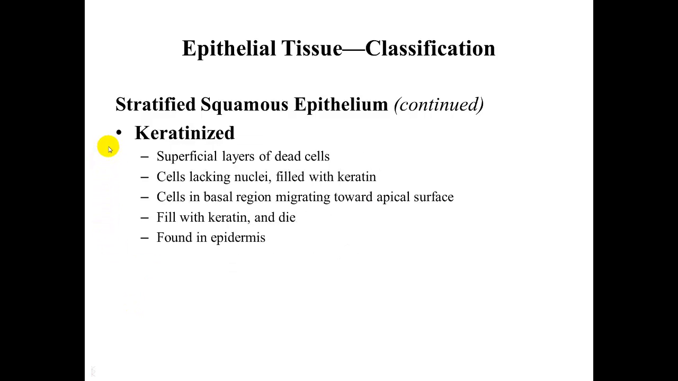The keratinized cells are different in that the cells at the apical surface, the superficial layer, are all dead cells, and these cells lack nuclei. They are filled with keratin. Keratin helps provide strength in those cells and some other properties. The cells in the basal region next to the basement membrane are pushed or migrate toward the apical surface, and as they rise, those cells are filled with keratin, and as the keratin accumulates in the cells, that causes them to die. These are the cells that are found in the epidermis.